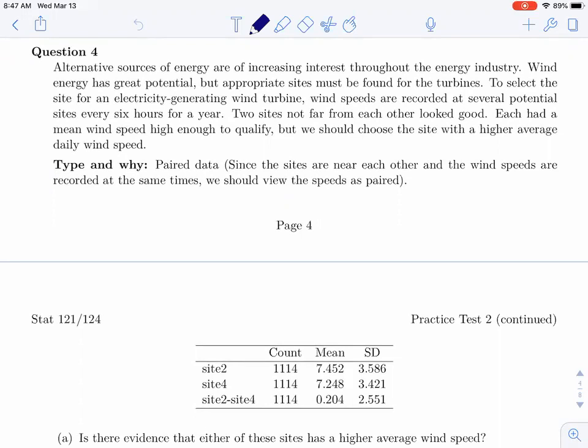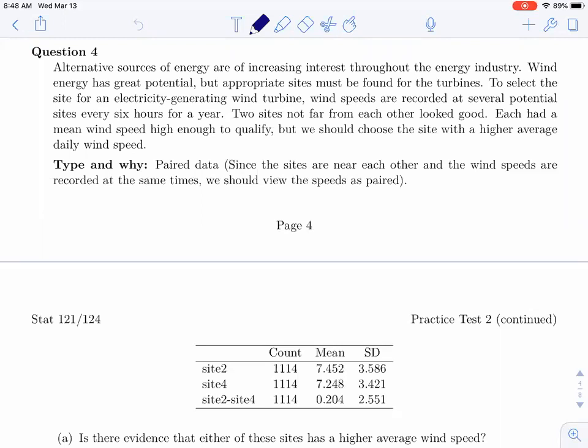Alternative sources of energy are of increasing interest throughout the energy industry, of course. Wind energy has great potential, but appropriate sites must be found for the turbines. To select the site for an electricity generating wind turbine, wind speeds are recorded at several potential sites every 6 hours for a year. 2 sites not far from each other look good. Right, so we've got these 2 potential sites that we want to compare. Each had a mean wind speed high enough to qualify, but we should choose the site with a higher average daily wind speed.